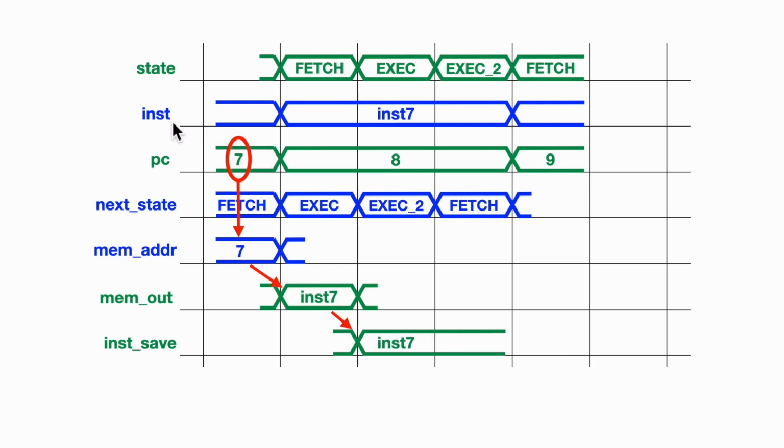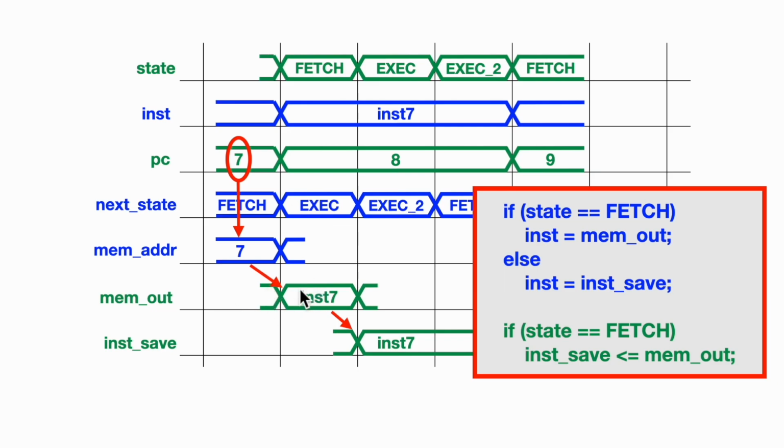And then we have this instruction. This is the instruction that's currently being executed, or more precisely, the 1-byte opcode of the instruction that's currently being executed. And that is produced combinationally from what comes out of the memory and this instruction save register. We'll see that the code is pretty much this. If we're in the fetch state, then this instruction will be just what came out of the memory. Otherwise, we'll use what's stored in the register. And we will always load the instruction save register whenever the state is fetch.